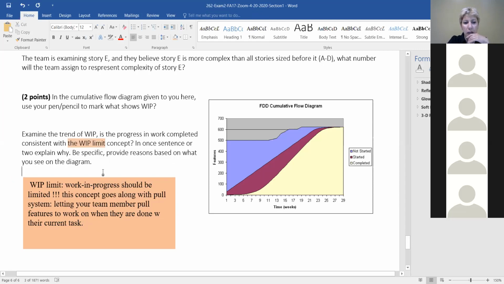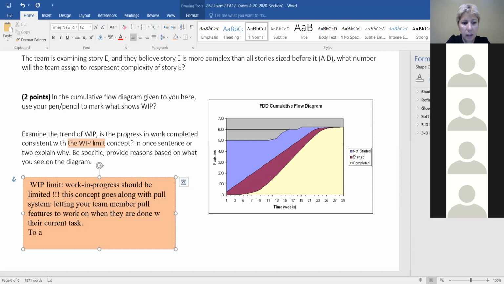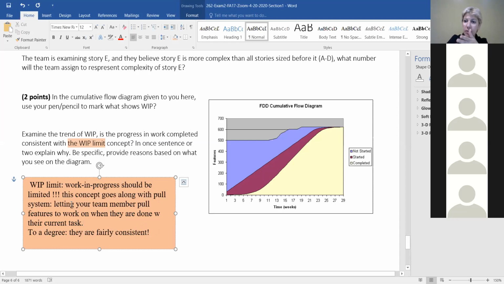I think to a degree, because the in progress section is fairly consistent. I mean, there's a little bit of it that bows out at the beginning and tapers down at the end, but it's a fairly consistent in progress amount of work. So yes, to a degree, they are fairly consistent, okay? And then you have to describe, because the same things you just told me.